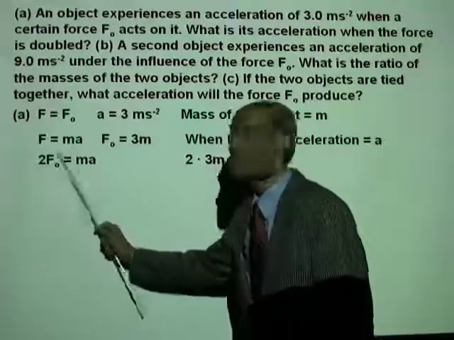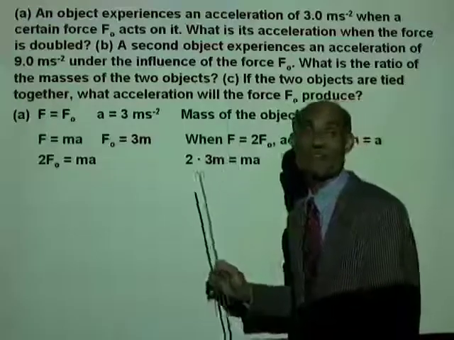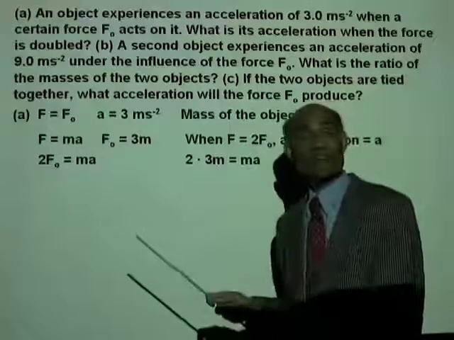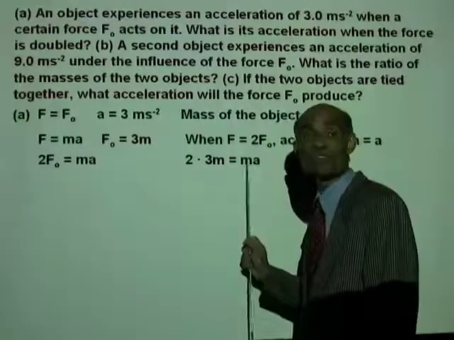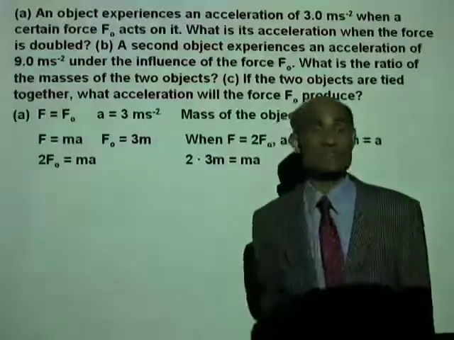What does that give you? 2 times 3m equal to ma. Now watch this. m and m will cancel from either side. It will give you the acceleration right away. Acceleration is 6 meters per second squared.